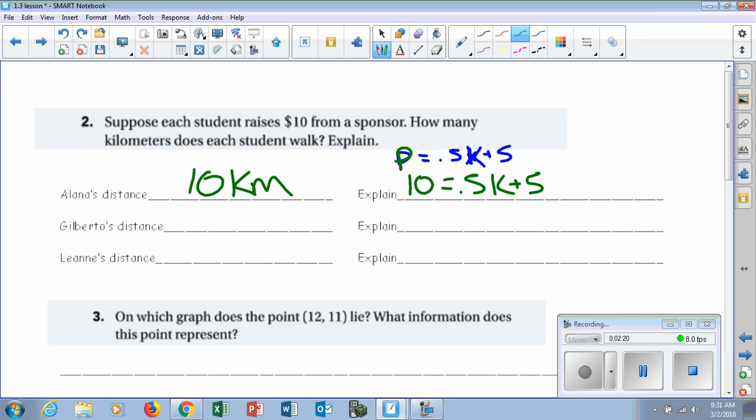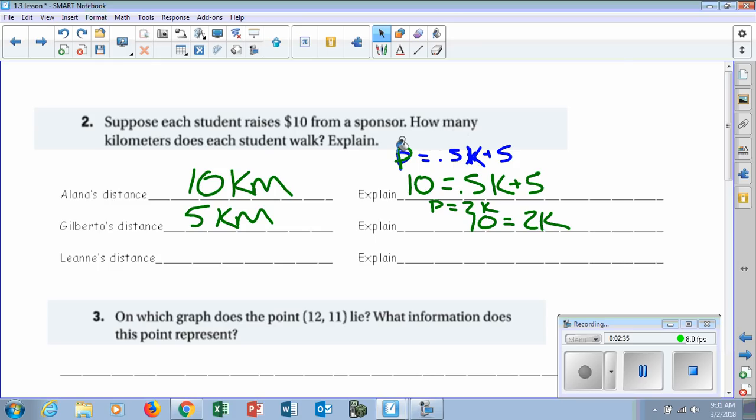And then if we go on with Gilberto, his equation that we found was 2K. So if we plug 10 in for P, Gilberto's distance would be 5K, 5 kilometers. See how we're taking their equations and plugging this 10 that they raised in for their P?